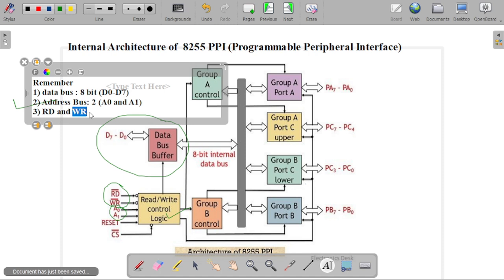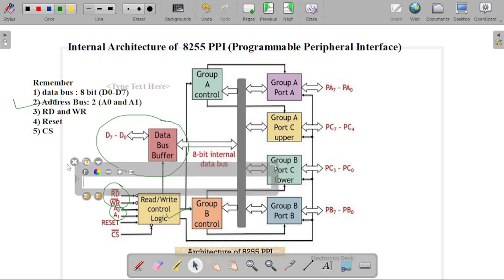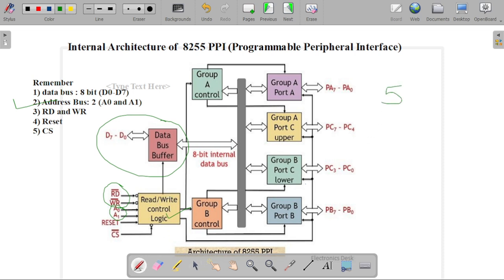Then the next point is what you have to draw. The fourth point is you have to draw the reset signal and the chip select signal. These signals will be there in our read-write control logic. Basically this read-write control logic consists of a total of 5 signals. The first signal is read bar, then WR bar, that is read and write bar. These are active low signals, so we have to use a NOT gate. Once we use that NOT gate, they select their input for reading and writing the data.